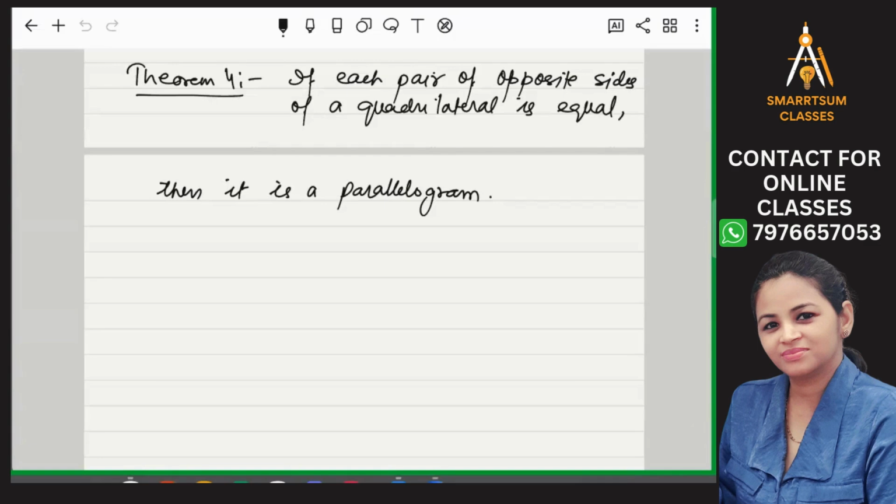Okay, so theorem 4: if each pair of opposite sides of a quadrilateral is equal, then it is a parallelogram, right? So this is the converse of the previous theorem, which we did in the last class, right? And now let's see how to prove this.